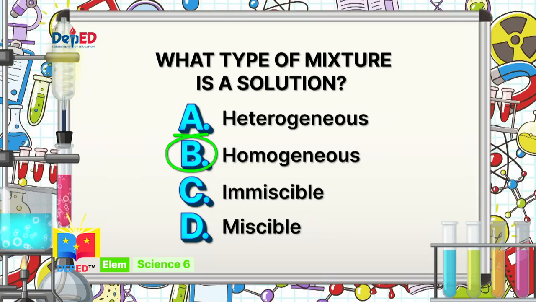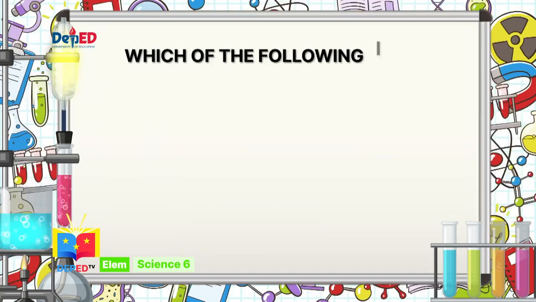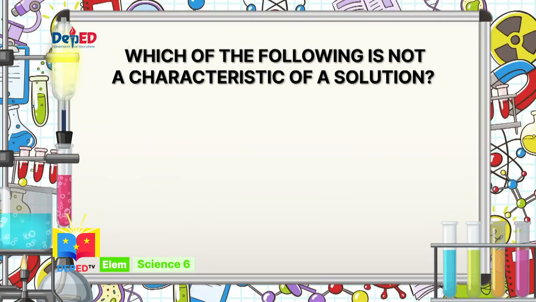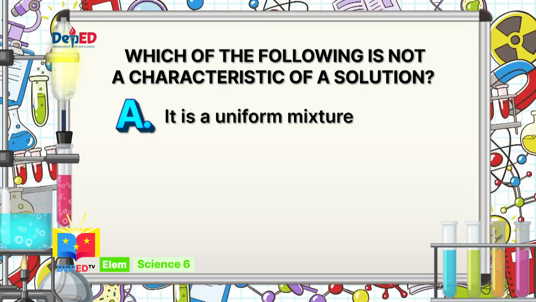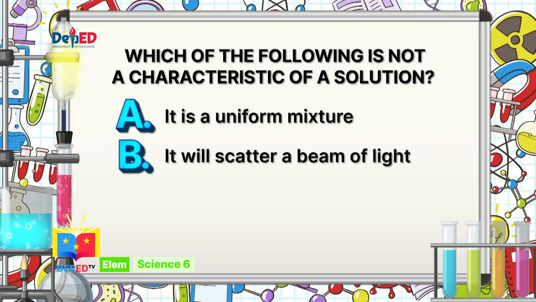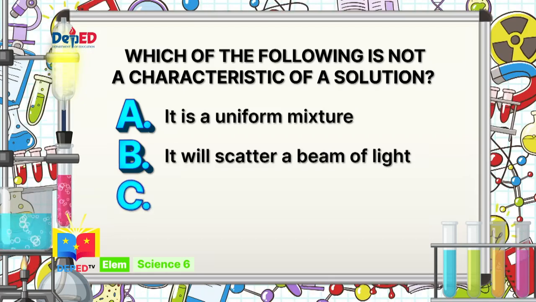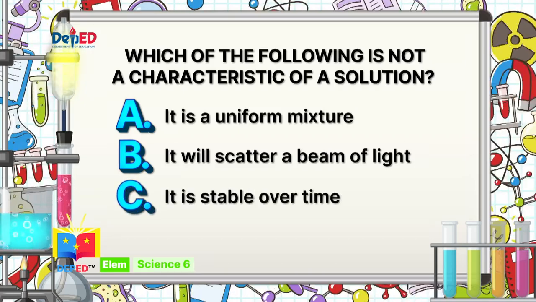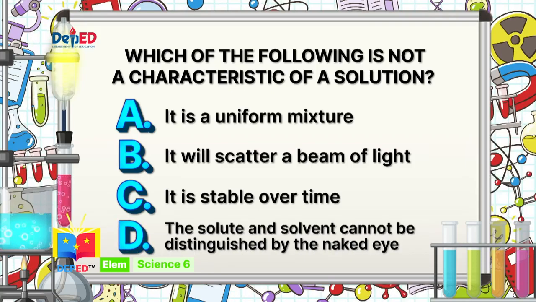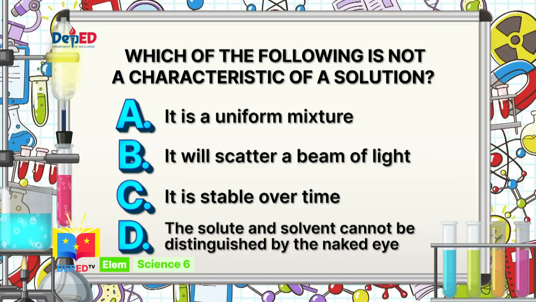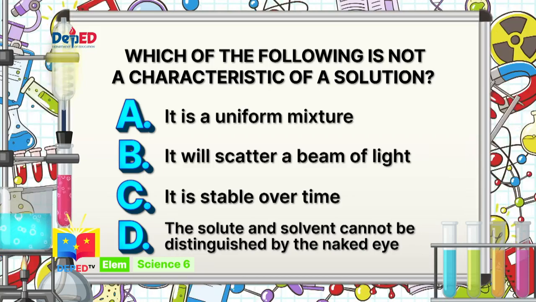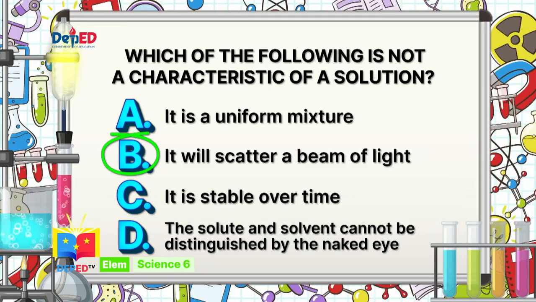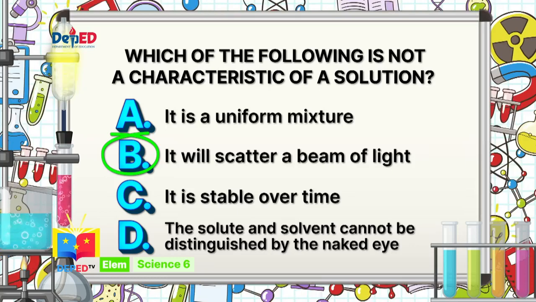Homogeneous. Number 2. Which of the following is not a characteristic of a solution? A. It is a uniform mixture. B. It will scatter a beam of light. C. It is stable over time. Or D. The solute and solvent cannot be distinguished by the naked eye. The correct answer is B. It will scatter the beam of light.